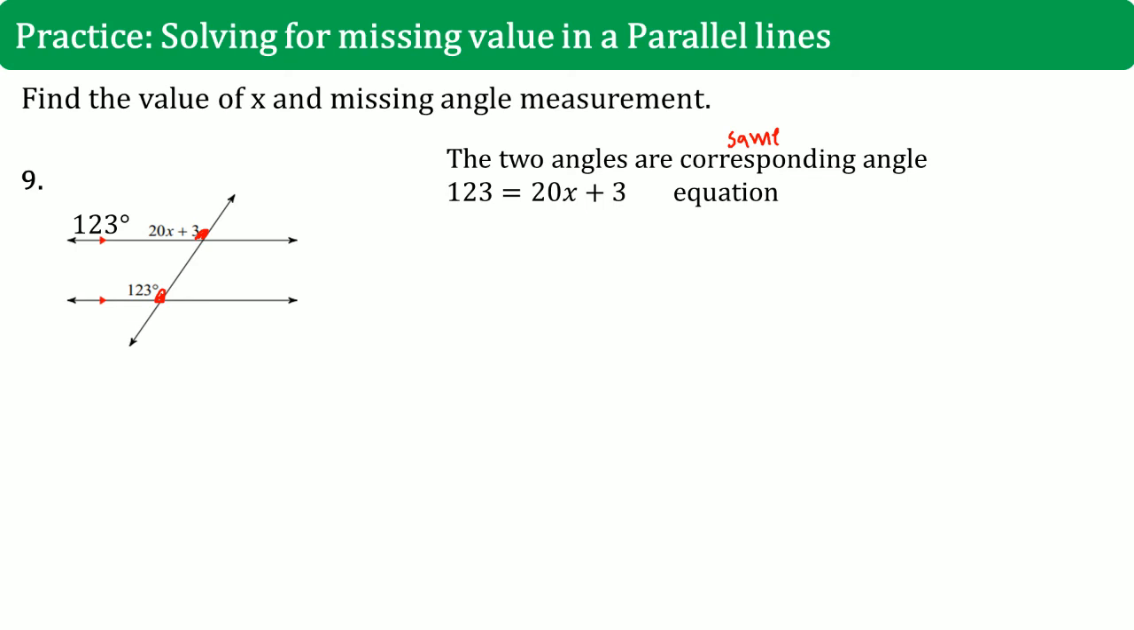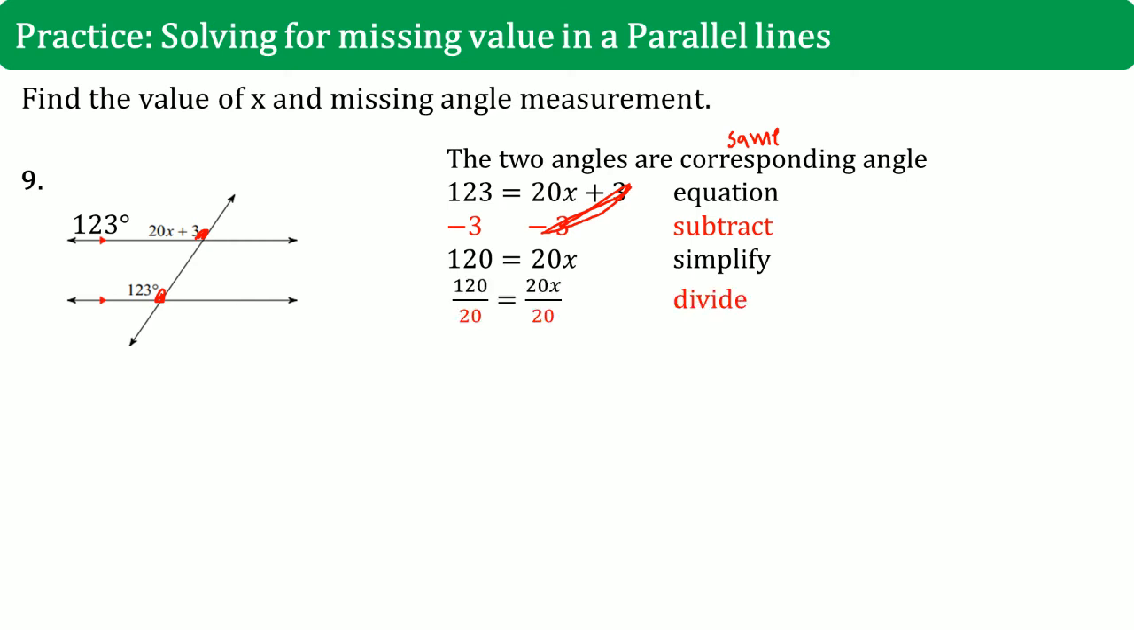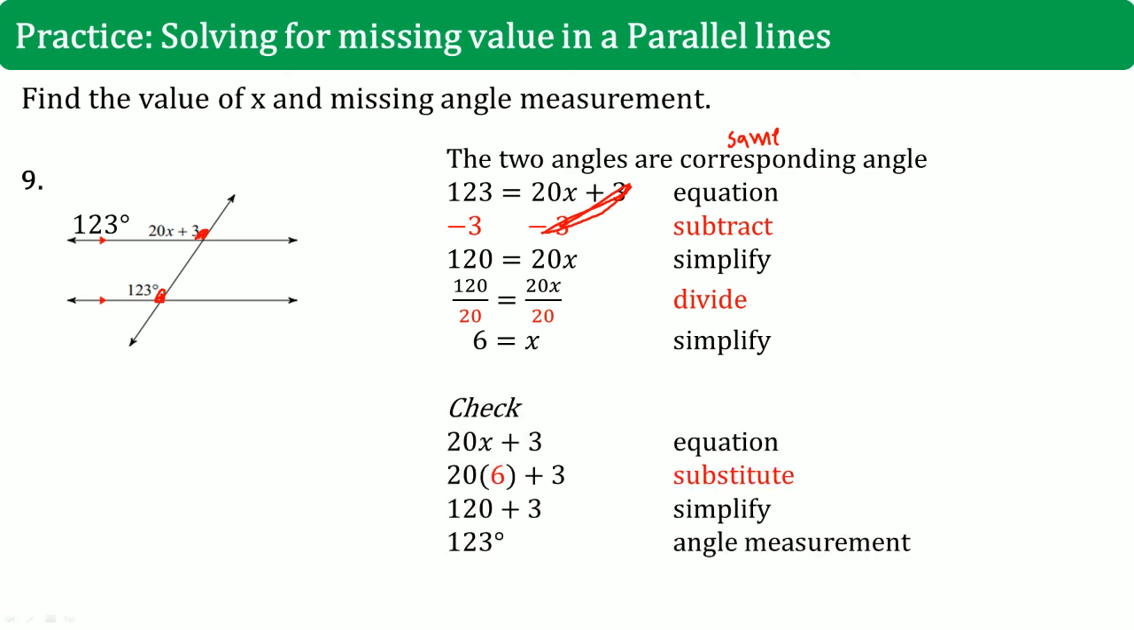123 is equal to 20x plus 3. Okay, these are corresponding. Subtract 3 to both sides. These two cancel out. You get 120 on the left hand side, you get 20x on the right hand side. Divide by 20, you get x is equal to 6. Now I'm going to check by plugging it back in. You see that this has to equal 120 degrees.